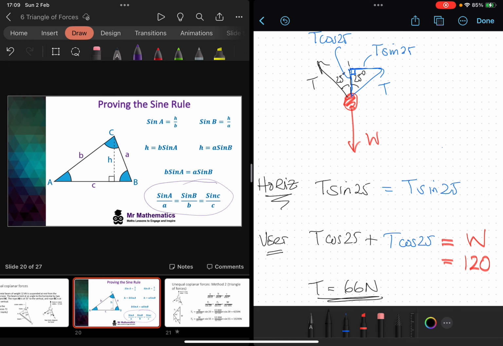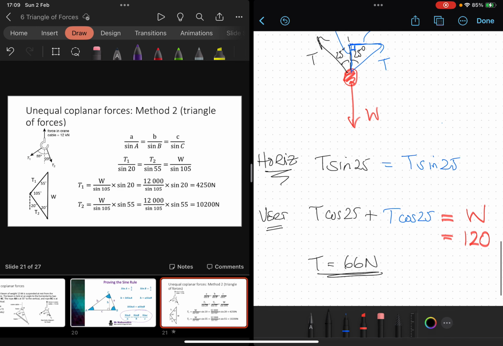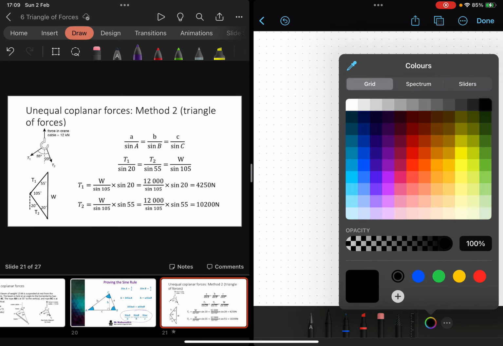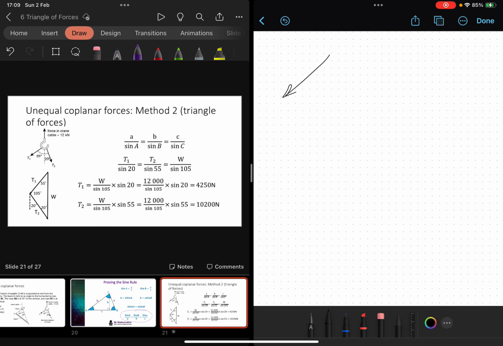So let's go back to the example that we've got then. We need to form that closed triangle. So we've got T1 and we've got T2 placed tip to tail, and we've got weight acting downwards. None of those angles are right angles. We've got the sine rule. So I guess we just need to label what we mean by each of the sides. I'm going to call that A, I'm going to call that B, and I'm going to call that C.